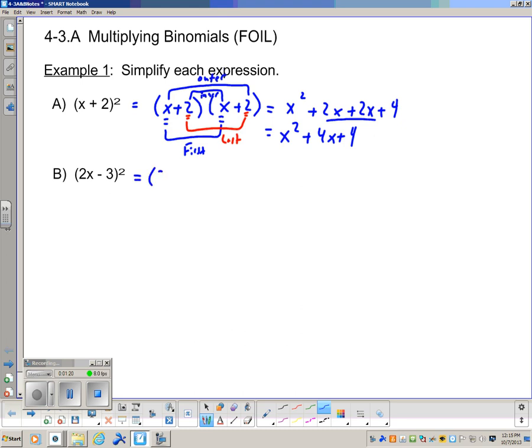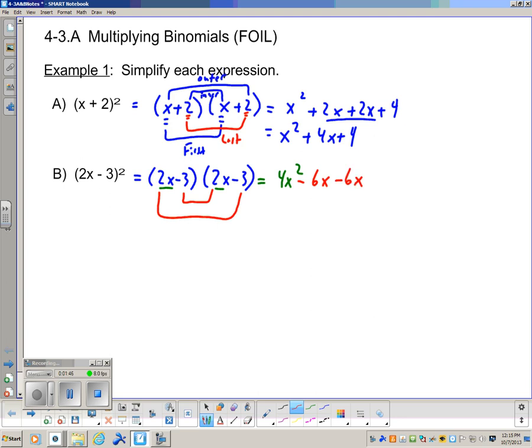We can go 2x minus 3 times 2x minus 3. So multiplying our first terms here together, we get 4x squared. Here's our outers and here's our inners. So on the outer here, we end up getting a negative 6x. On the inners, we also get a negative 6x.